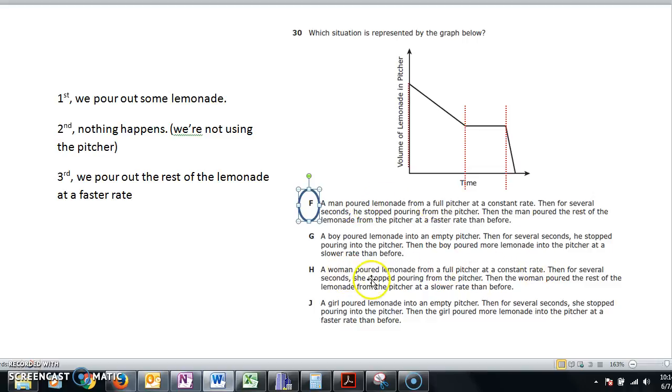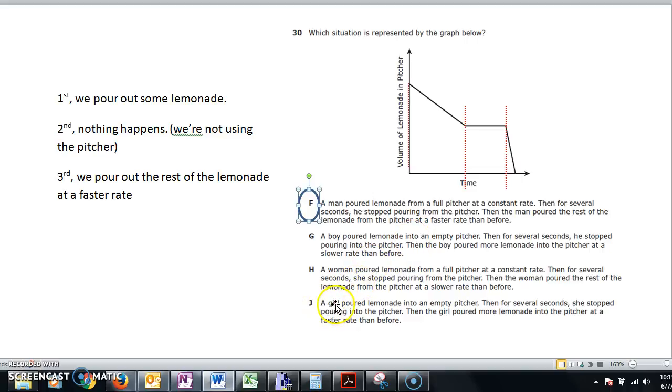Then for several seconds, she stopped pouring from the pitcher. That's the same exact thing that happened here also. So for several seconds, she didn't do anything to the lemonade, so it stayed the same. Then the woman poured the rest of the lemonade from the pitcher at a slower rate. So the difference between F and H is F says it was a faster rate over here. H says it was a slower rate. If it was a slower rate, it would take a long time for the rest of the lemonade to go down. So H is not correct. It was a faster rate, not a slow rate.